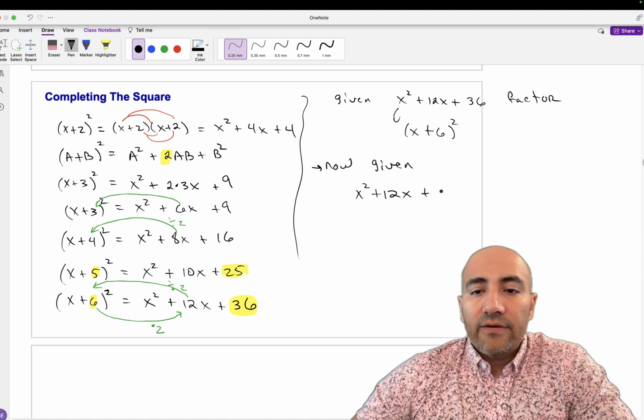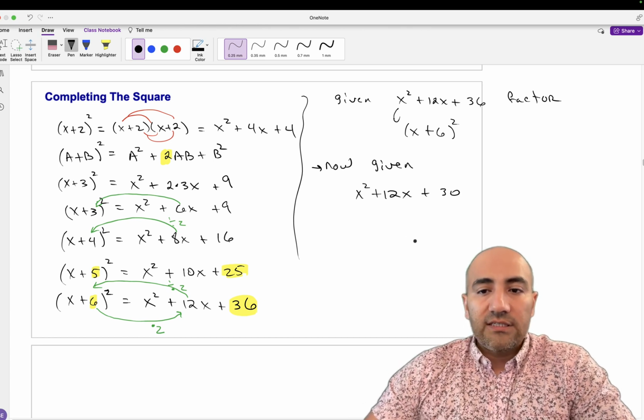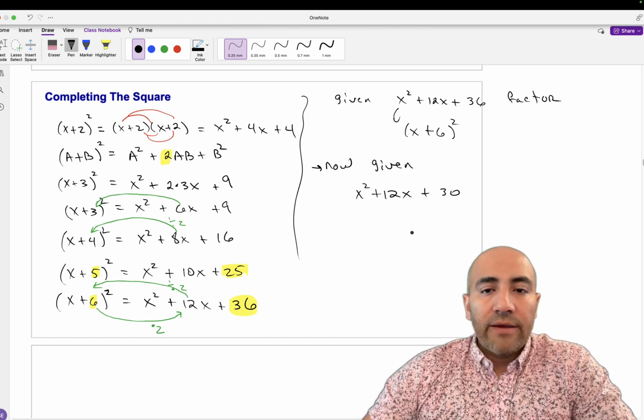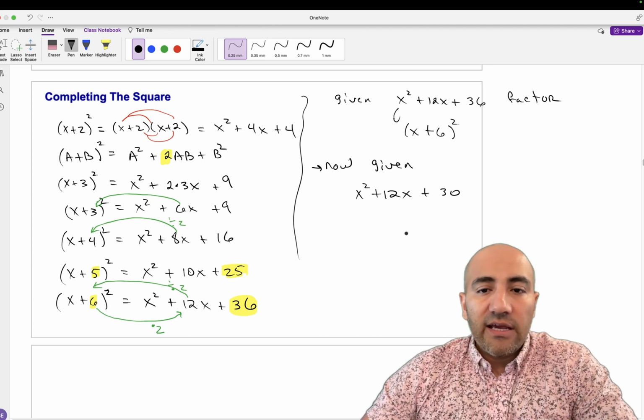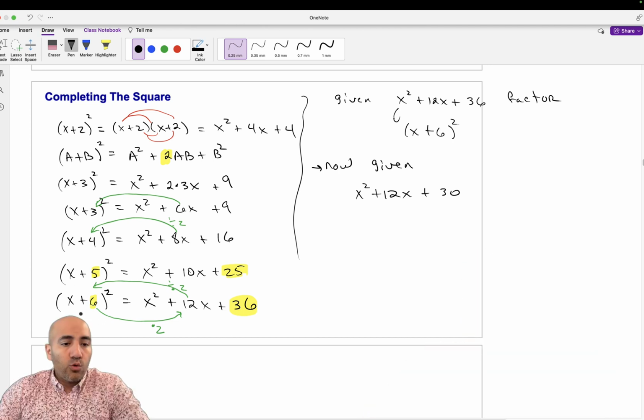What if it was close? What if it was just 30 instead of 36? Okay, so the key to this process is to realize this. We're really close. Man, if that was only a 36, we would be happy.